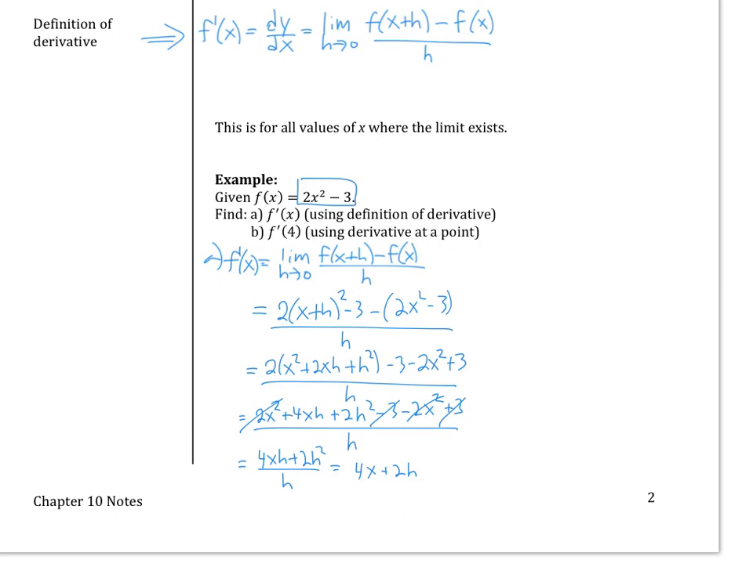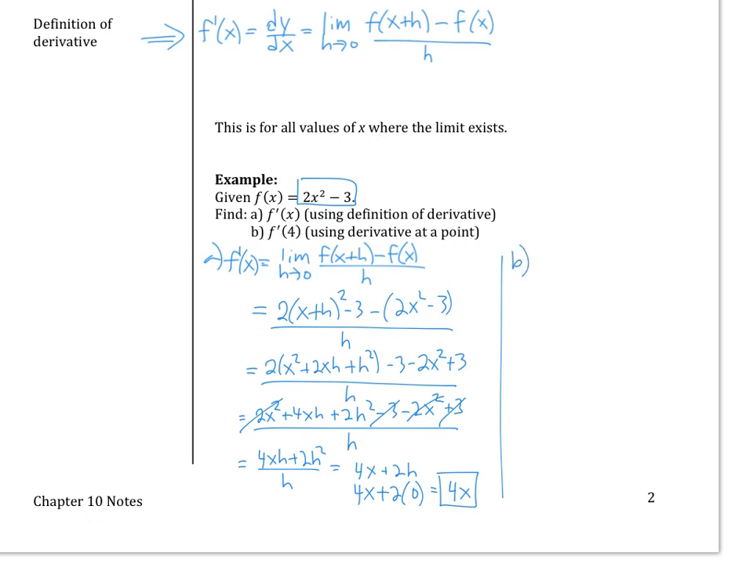Okay, now you're trying to figure out the limit as h goes to 0, so you just make h 0. So 4x plus 2 times 0 is 4x. So your derivative is 4x. This means the derivative of x at any given point is 4x. Okay, now we're going to look at b: find the derivative at 4.